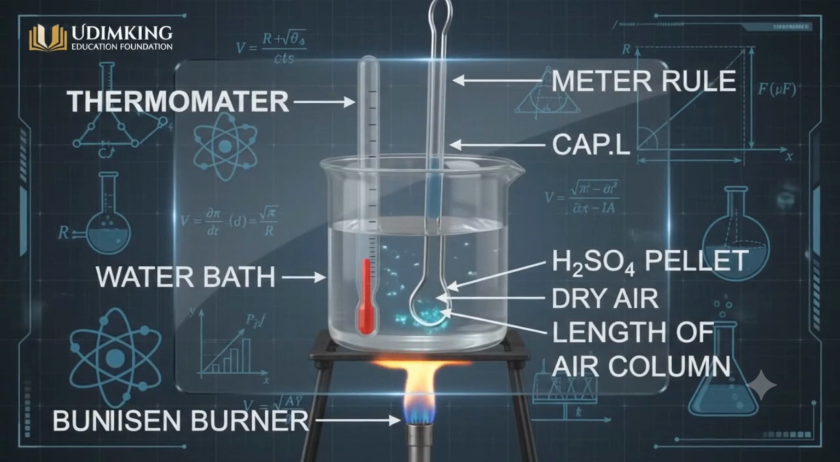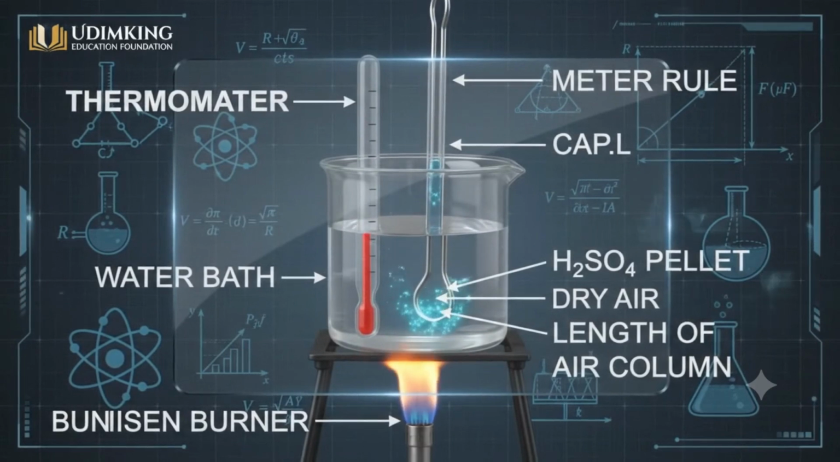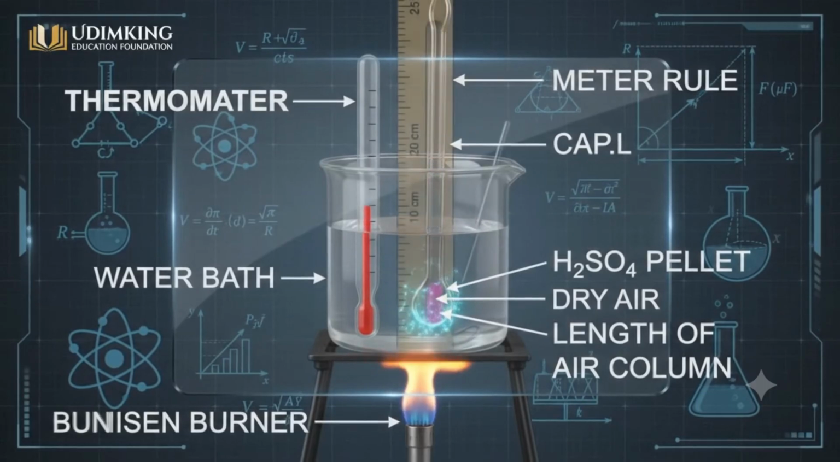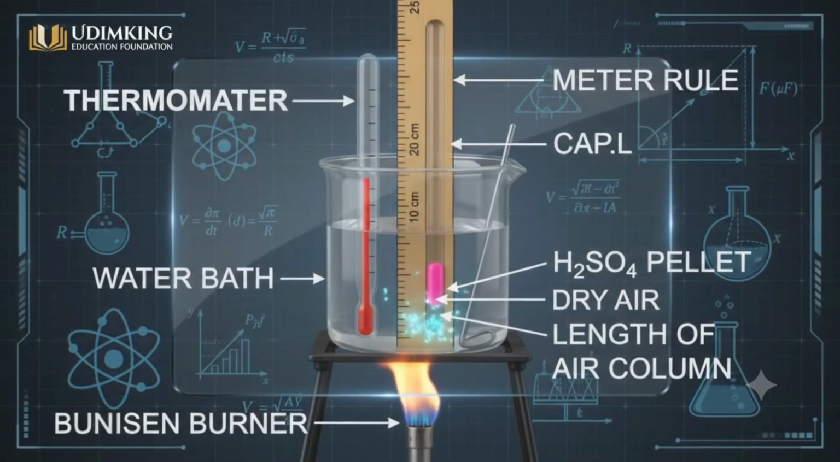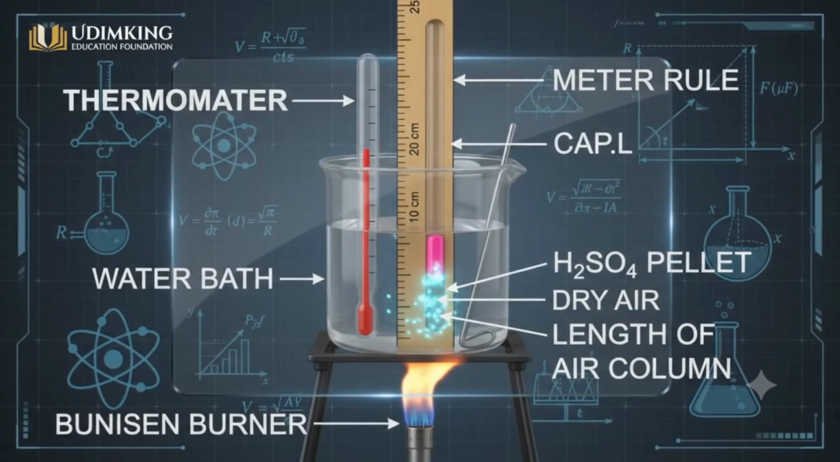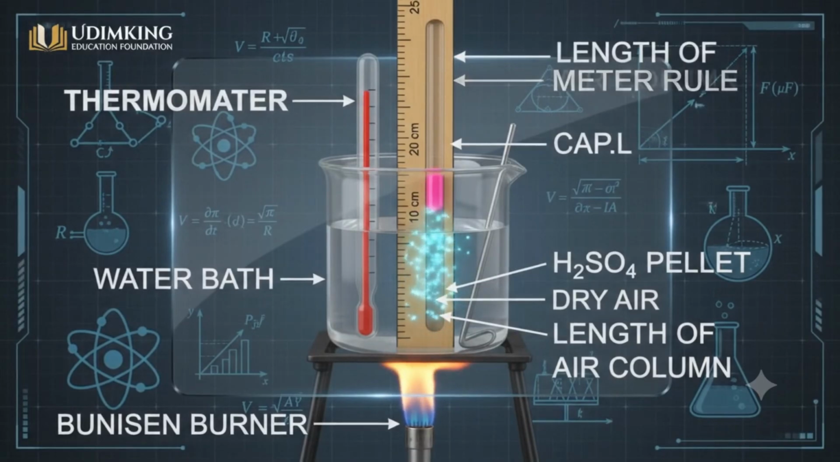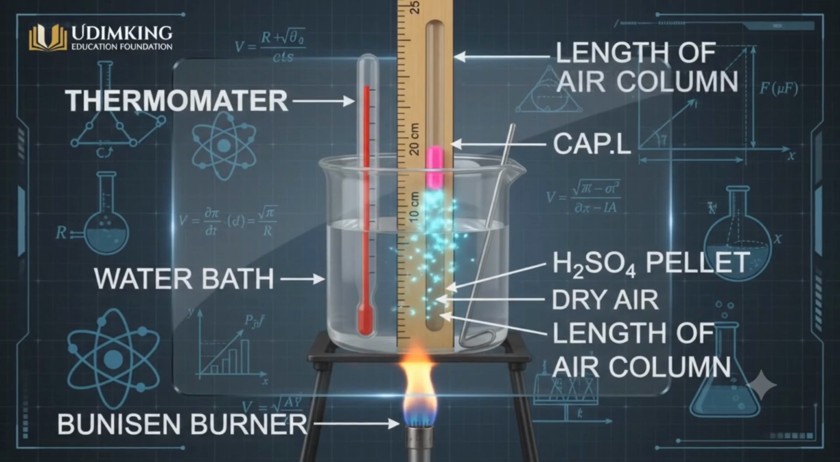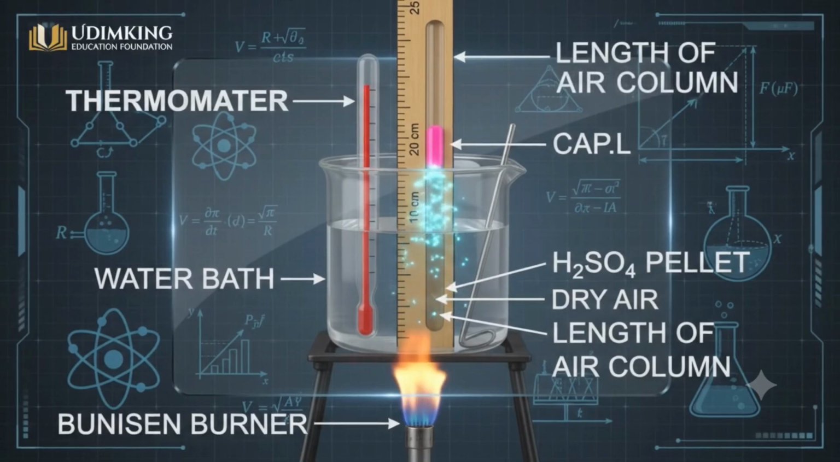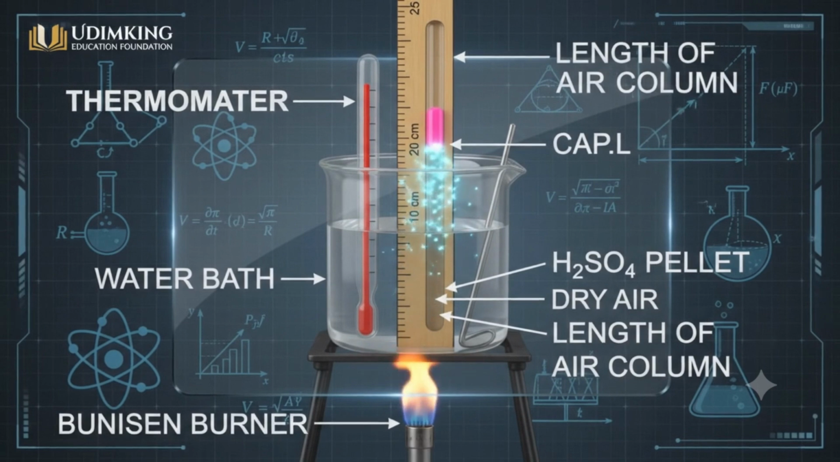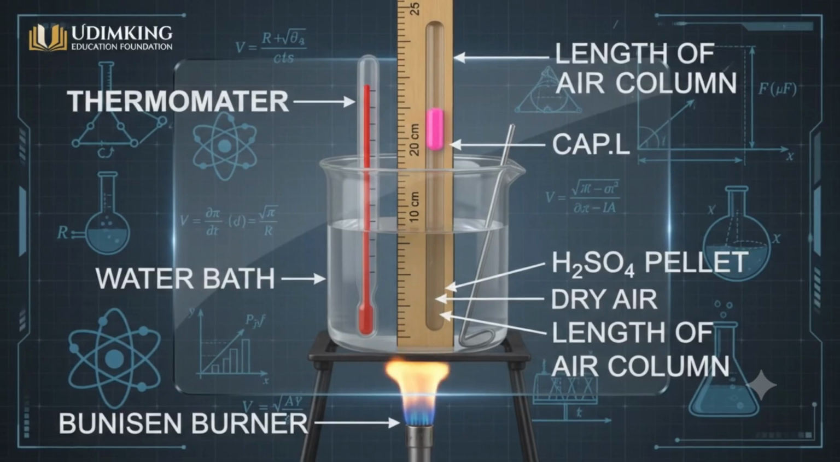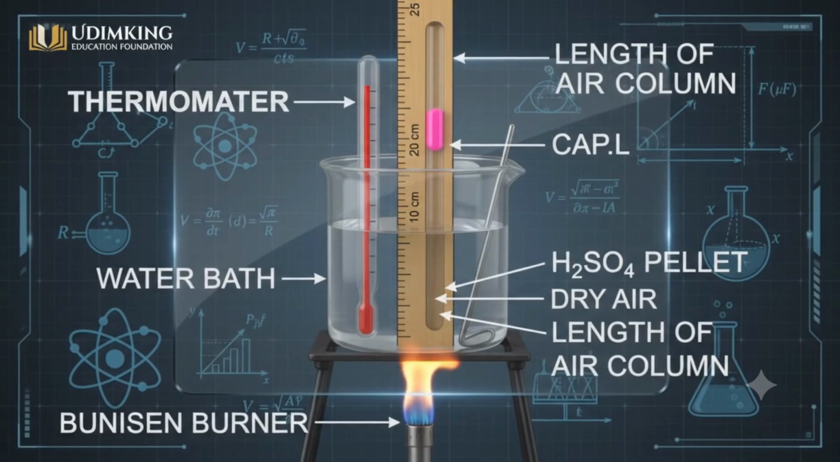The red line of mercury inside the thermometer begins to climb, showing a steady rise in temperature. Simultaneously, the heat transfers into the trapped air column. The gas molecules begin to dance with fierce kinetic energy, pushing violently upward. Look at the neon pink acid pellet. It begins to slide smoothly, gradually, and steadily upward along the meter rule. As the temperature increases, the length of the air column expands, showing us in real time that the volume of the gas is growing larger and larger with every single degree of heat added. Volume responds directly to temperature.